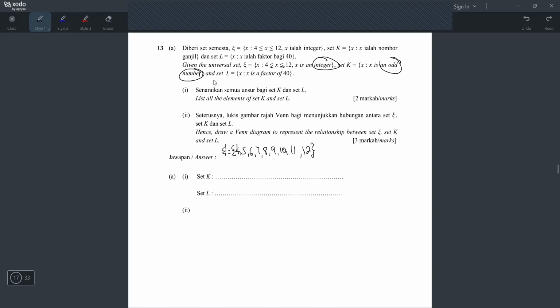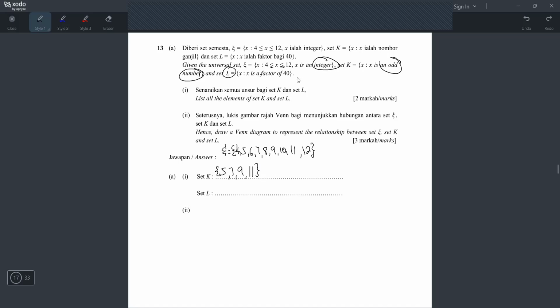So for set K you have to be careful, and set L is X is a factor of 40. Number 1, list all the elements of set K and set L. Set K, what are the elements? Odd numbers. You cannot write 1, 3. Even though 1 and 3 are odd numbers, you cannot write them. You have to write 5, 7, 9, 11, and then stop there. Why not write 13? 13 is also an odd number, but you cannot write it because it is not in the universal set. Remember, only if it is in the universal set can you write it.